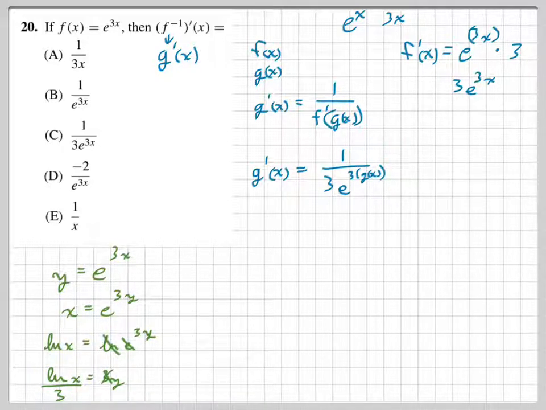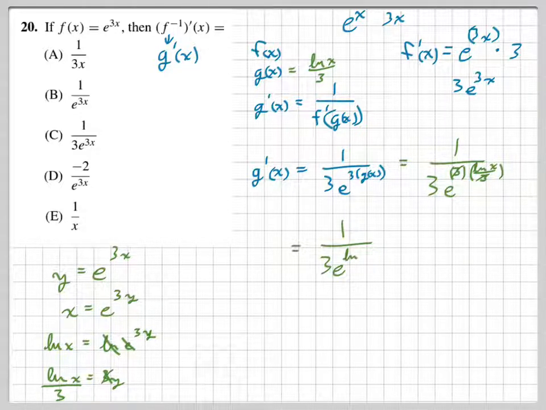So now we have g. G equals natural log of x divided by 3. So we plug that in. What do we get? We get 1 over 3 e to the 3 natural log of x divided by 3. Oh, cool, look, these 3s cancel each other out. So now we have 1 over 3 e to the natural log of x. A base e and a natural log cancel each other out because they're inverses, and then this x gets dropped down. So now we have 1 over 3x.